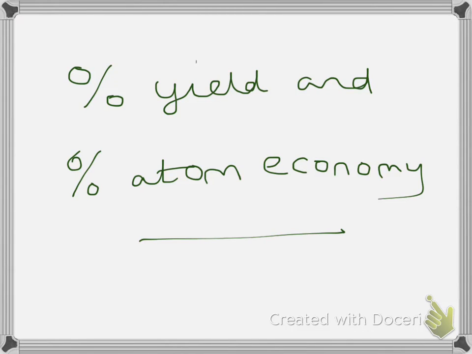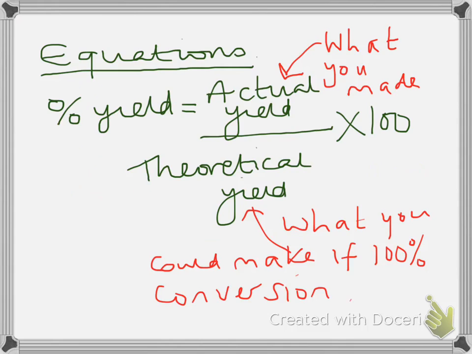Okay, we'll have a look at the calculations on percentage yield and percentage atom economy. If we start off with just what the equations are, you'll have to learn these equations so you won't be given them in the exam. Percentage yield is the actual yield divided by the theoretical yield times 100.